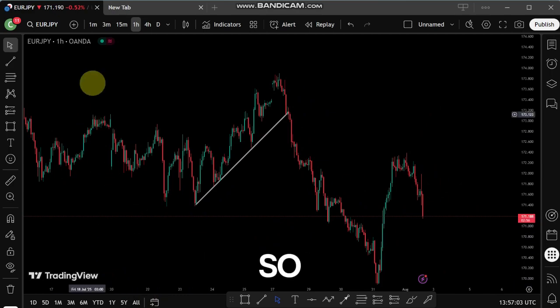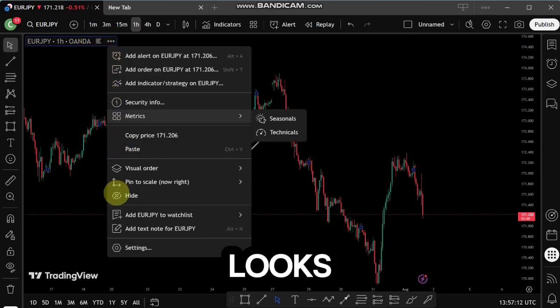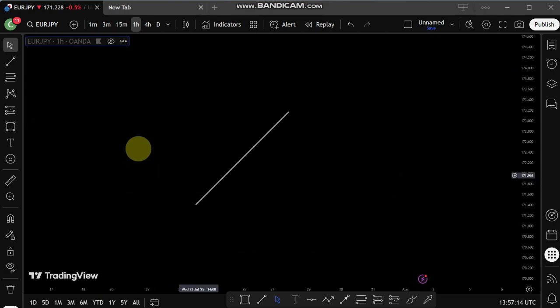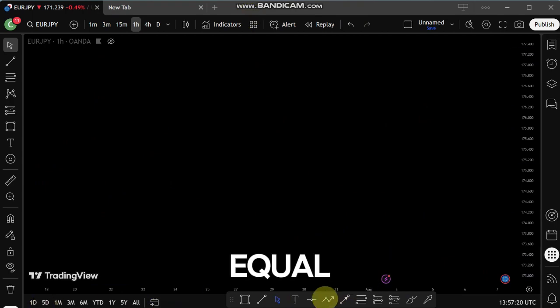So I don't want to bore you with the theory. What I'll be doing right now is opening the chart so that I can quickly show you what liquidity looks like and how you can identify it. Just like I said, liquidity is found in areas of equal highs and equal lows.